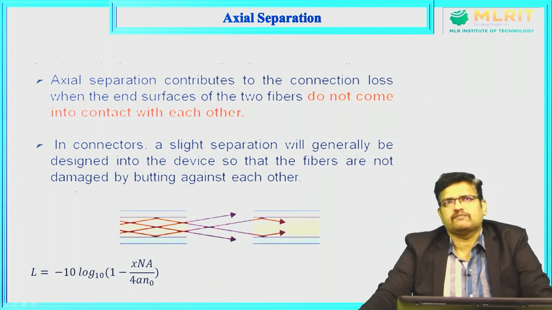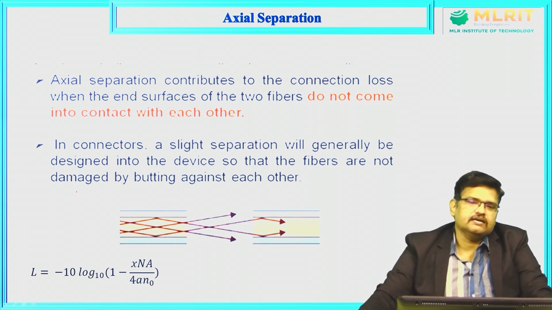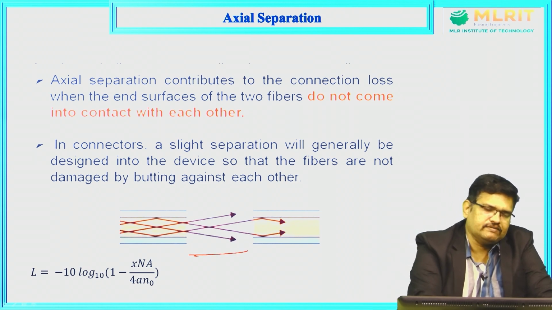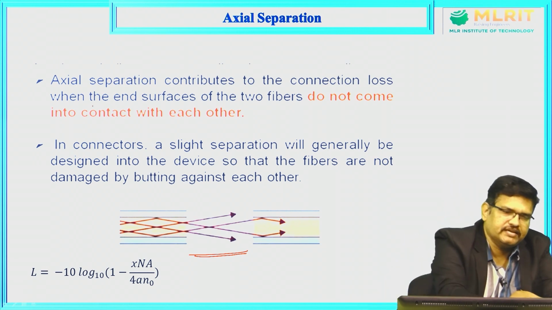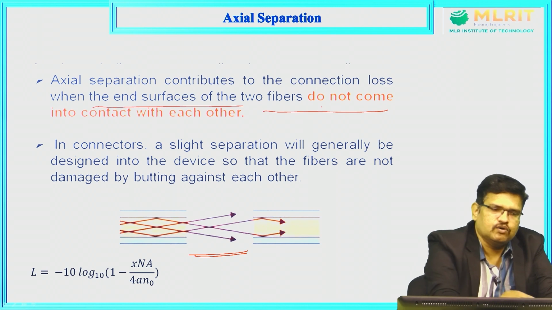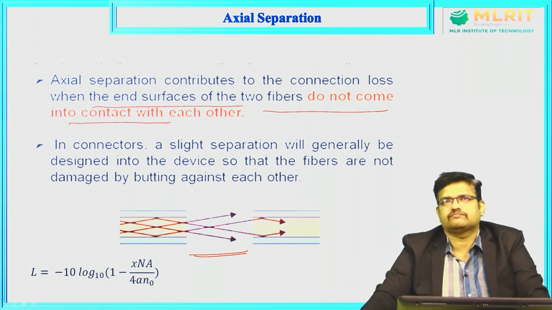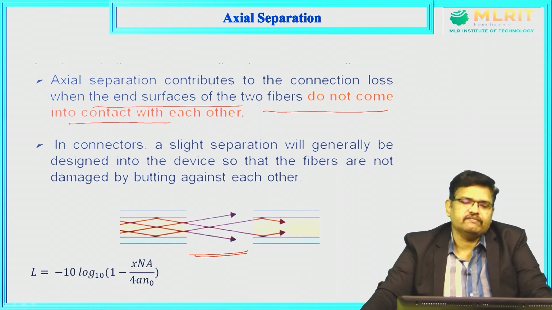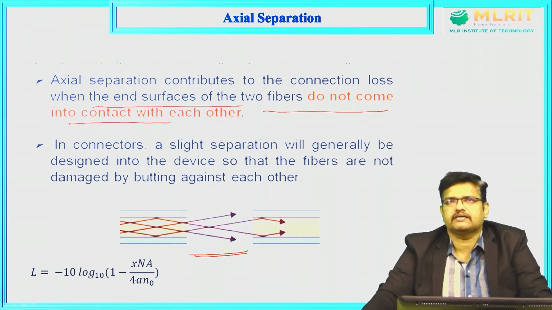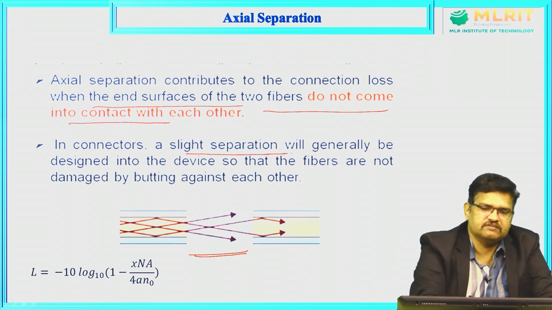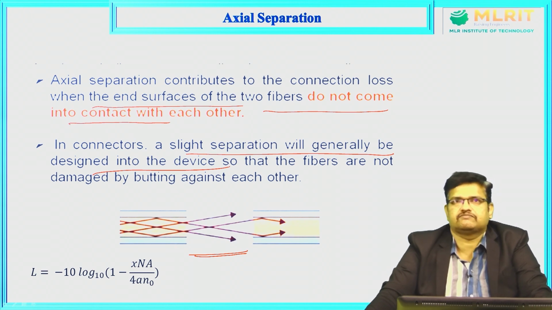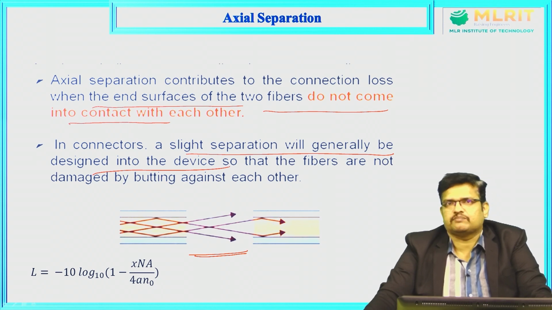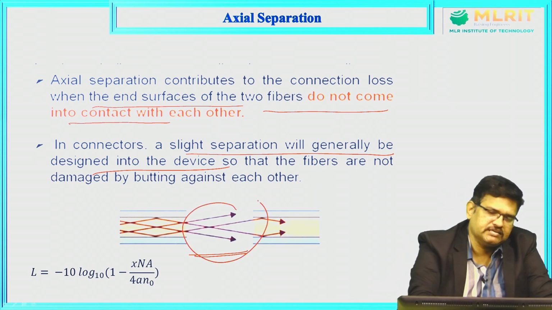Axial separation is nothing but that these two fibers may not contact each other. We are supposed to think these two fibers join each other, but if you see the end surfaces, the two fibers do not come into contact with each other. This is the thing with axial separation. Even a slight gap creates more loss. The slight separation is generally designed into the device so that the fibers are not damaged by butting against each other. So this causes the axial separation, and here also we are experiencing more loss.